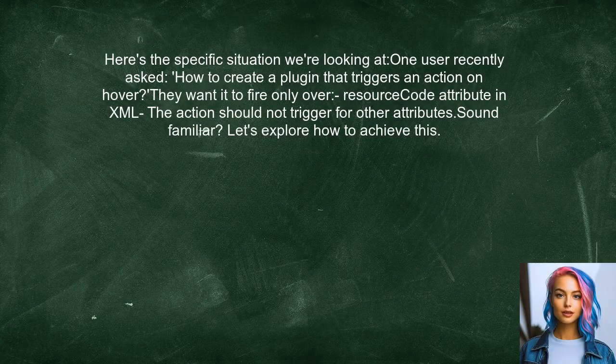Here's the specific situation we're looking at. One user recently asked how to create a plugin that triggers an action when hovering over the resource code attribute in their XML file. They want this action to fire only when hovering over the resource code value, which is constant, while the rest of the attributes should remain unaffected. Sound familiar? Let's explore how to achieve this.